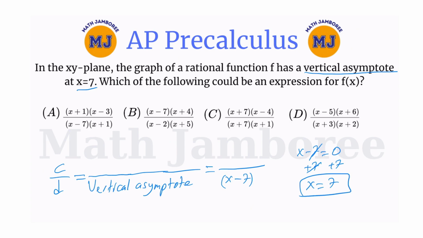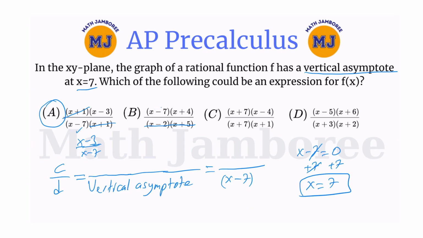So now let's take a look at the choices. We're looking for the rational fraction with the x minus 7 in the denominator. So in choice A, we have x minus 7, yes, and the x plus 1s cancel each other out. So finally this turns into x minus 3 over x minus 7. So that's why the answer is A.